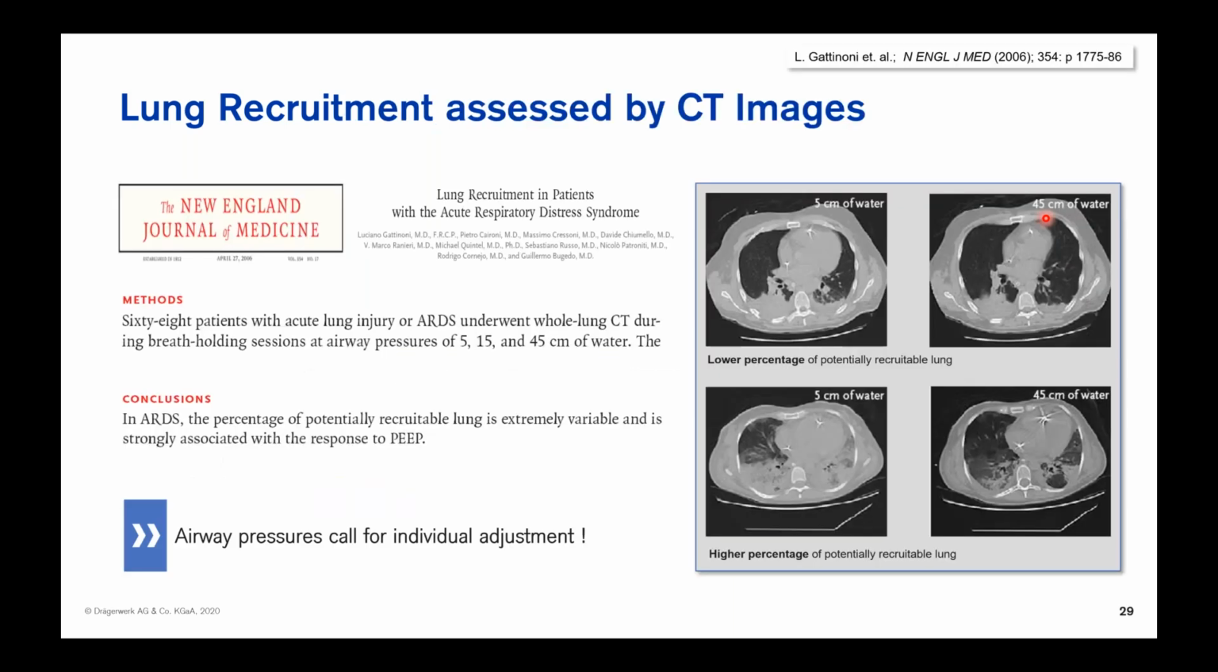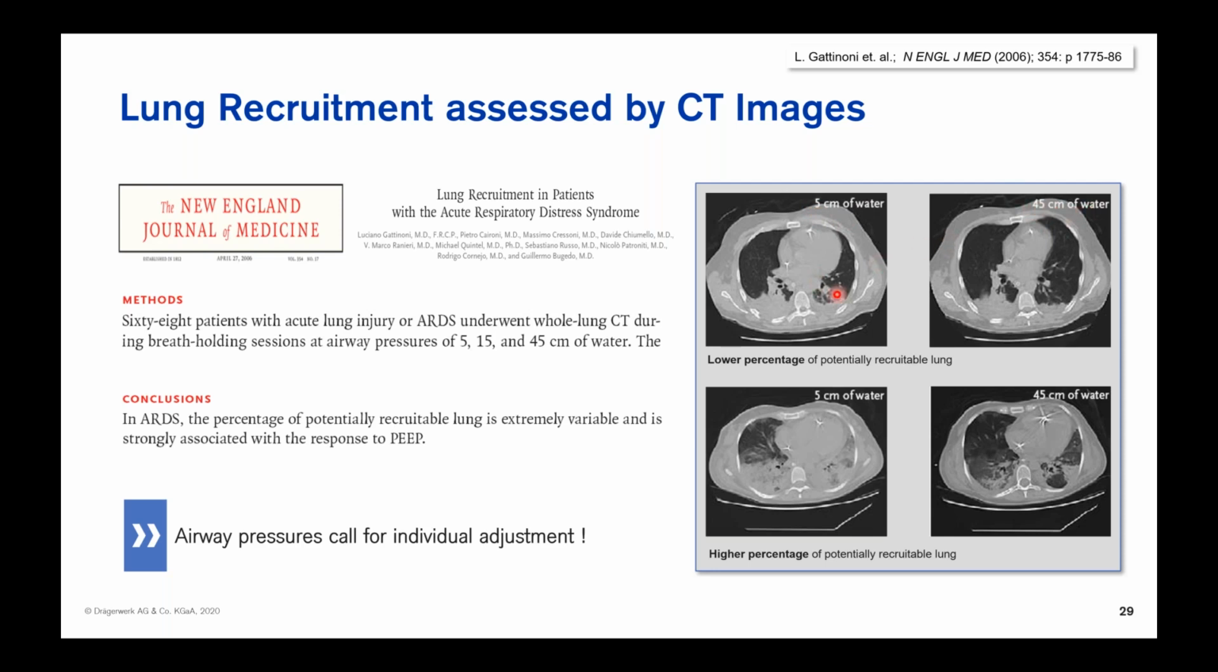So how can lung recruitment be assessed? We already had early publications from the group of Luciano Gattinoni in 2006, where he pointed out that individual ARDS patients react completely differently to the same maneuver, which in this case was the comparison of pressure applied at 5 centimeters of water and then comparing it to 45 centimeters of water.